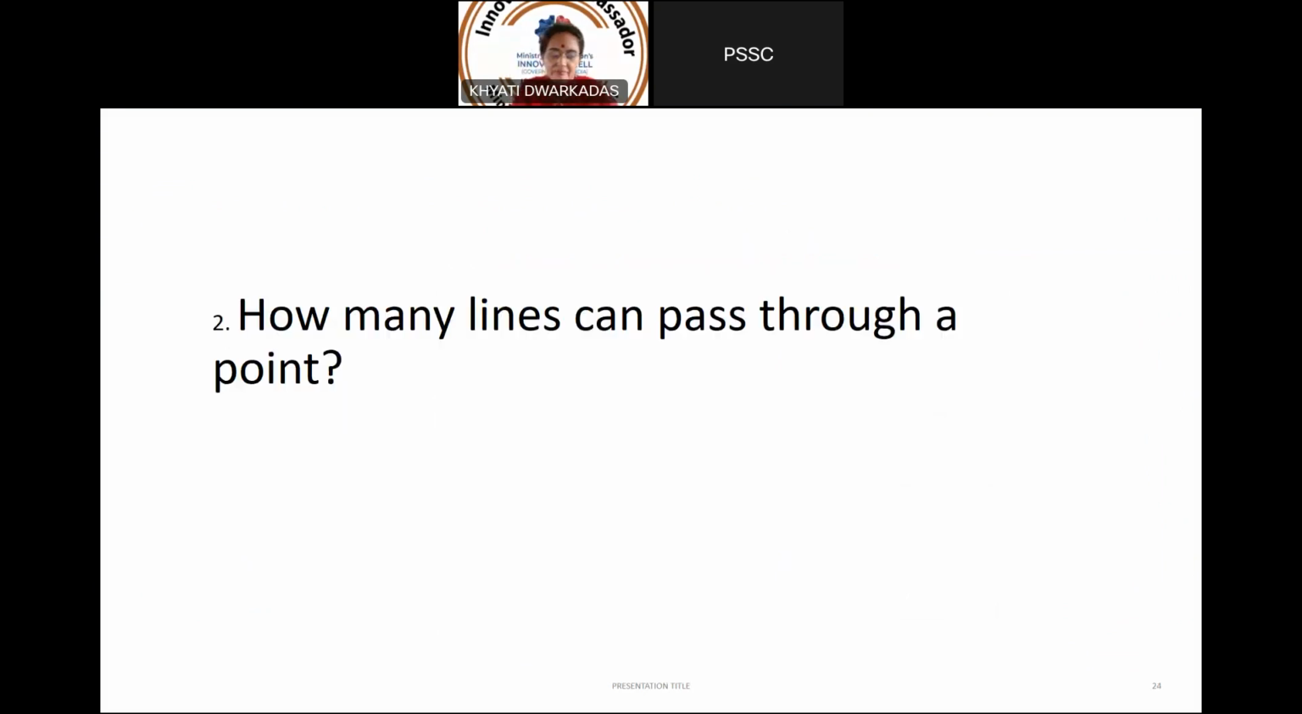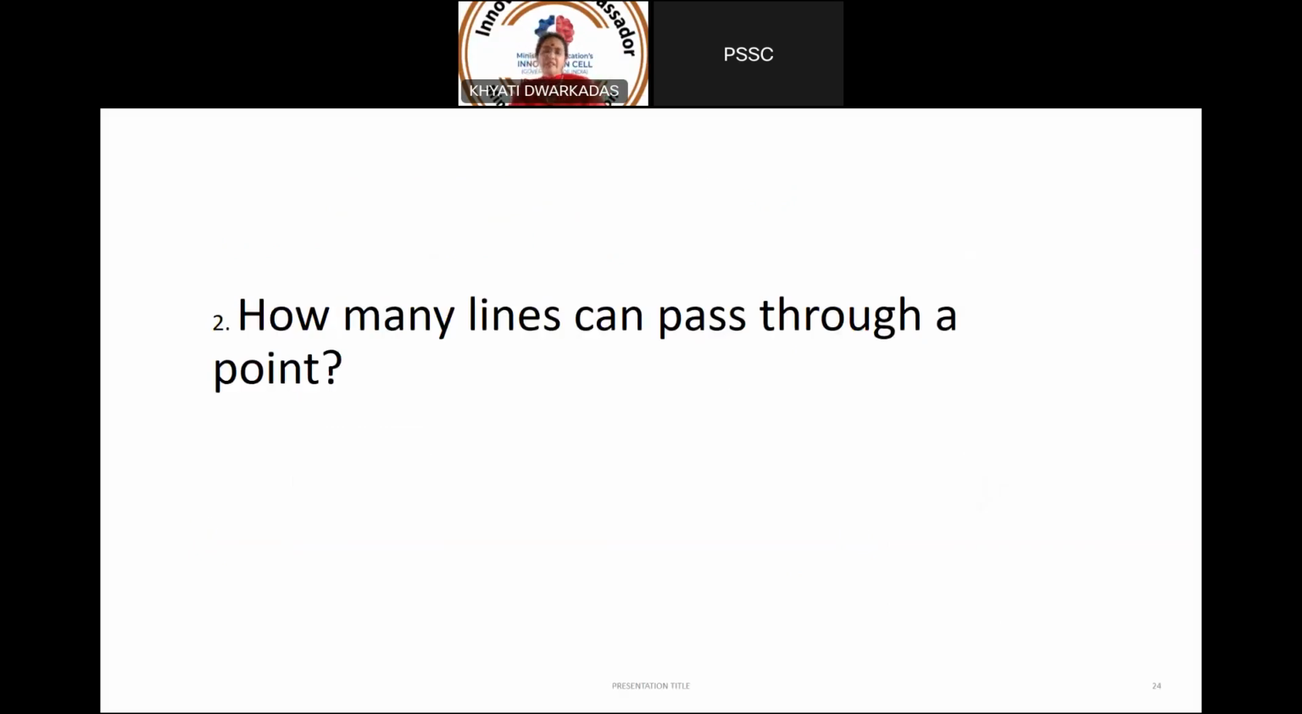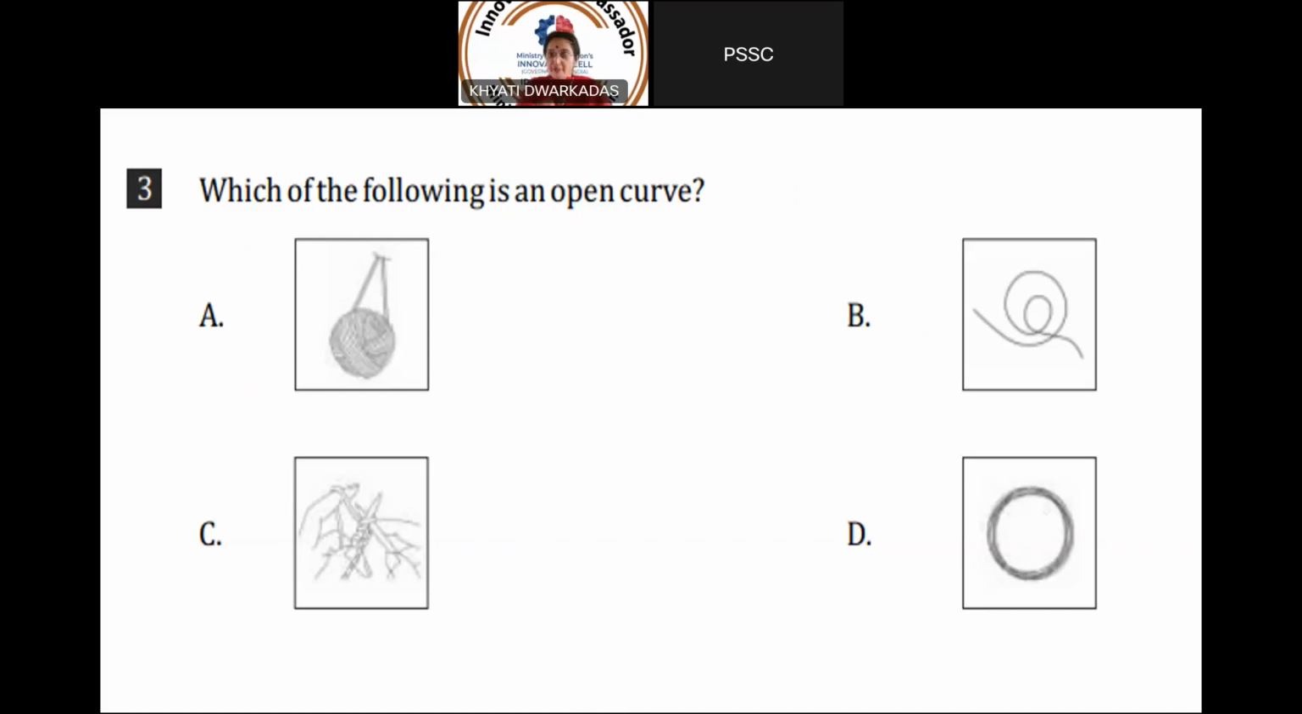Option B. How many lines can pass through a point? Infinite, absolutely. Which of the following is an open curve? And I am told by many people that the answer once again is B.